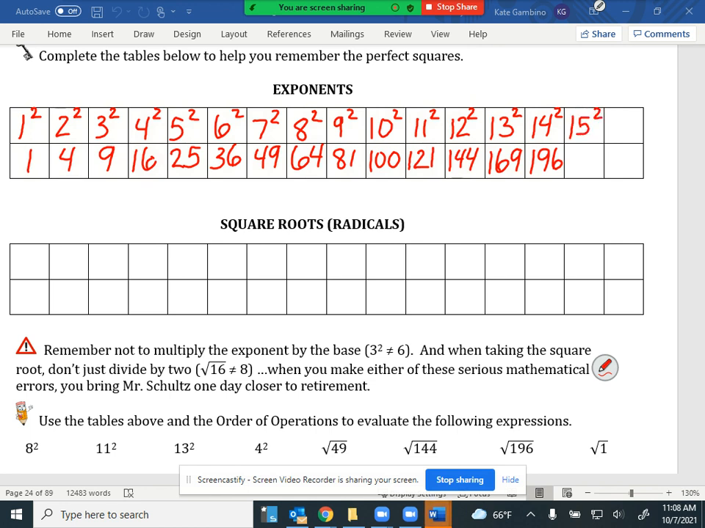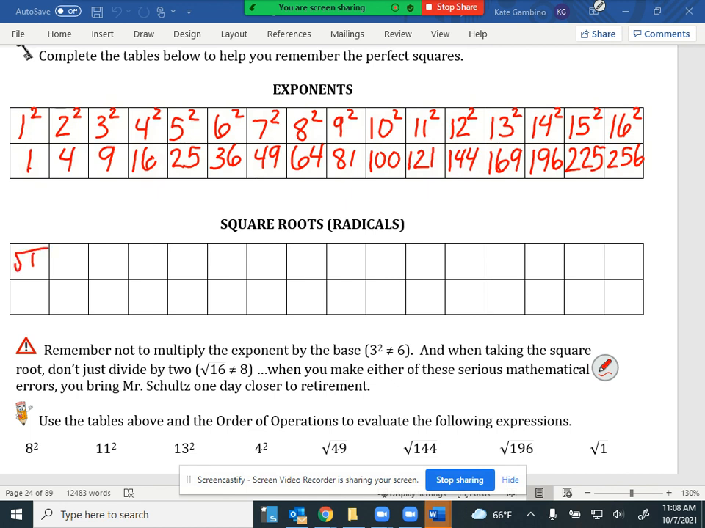15 squared is 15 times 15, which is 225. And we have room for a 16 squared. 16 times 16 is 256. So now, going down to the square roots, we're going to do the opposite. So we take what that perfect square is, and we're going to divide it and find out which two numbers, if we multiply together, would equal it.